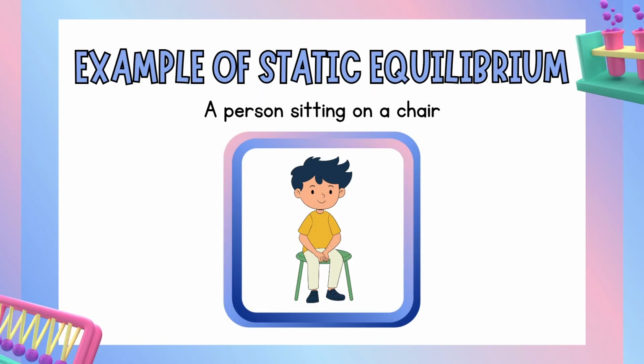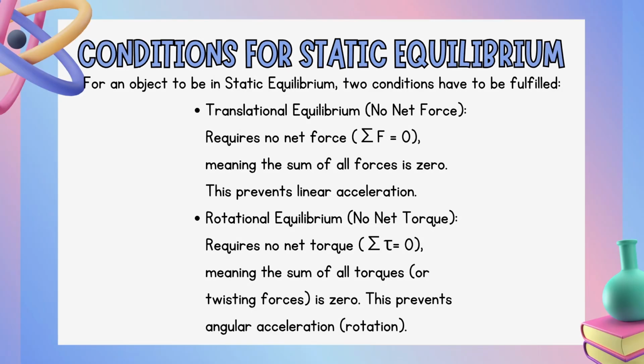Another example of static equilibrium: a person sitting on a chair. The force of gravity pulls the person downward. The chair pushes upward with an equal and opposite force. If the person stays still and the chair doesn't move, the forces are balanced and the system is in static equilibrium.